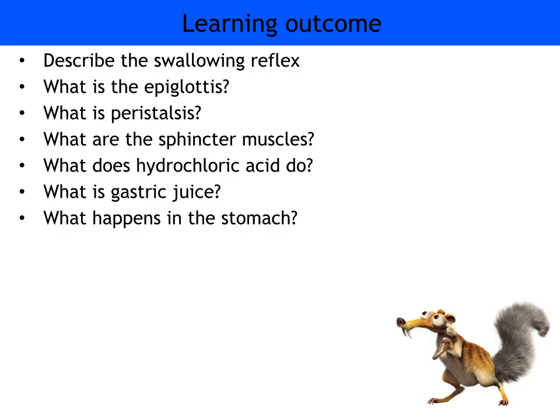Okay, so just to recap, we looked at the swallowing reflex, when the food touches the soft palate and you swallow. We looked at the epiglottis, peristalsis, and the sphincter muscles, so you've got the cardiac sphincter and the pyloric sphincter. We looked at hydrochloric acid, which is an antiseptic that kills bacteria, and it also provides the correct acidic medium for the enzyme pepsin. We looked at gastric juice, which is made up of hydrochloric acid and pepsin. And then we looked at mechanical and chemical digestion in the stomach.